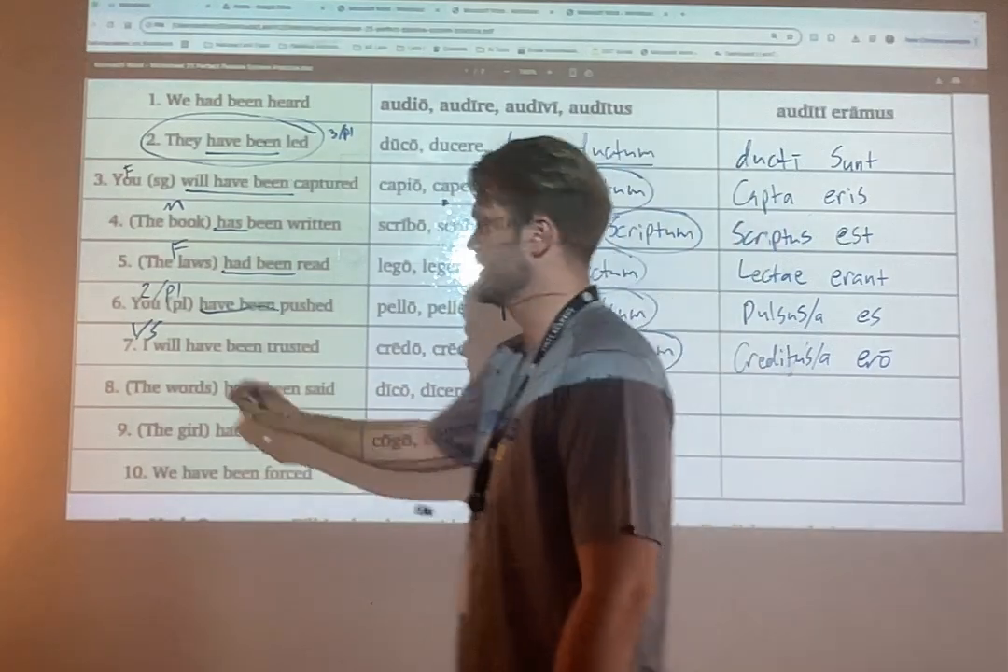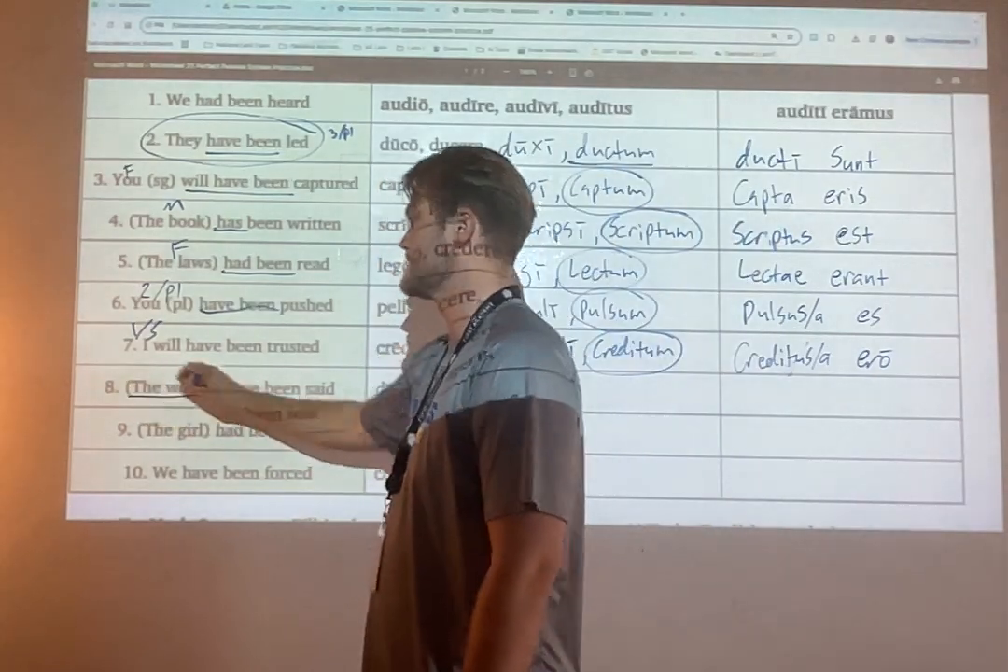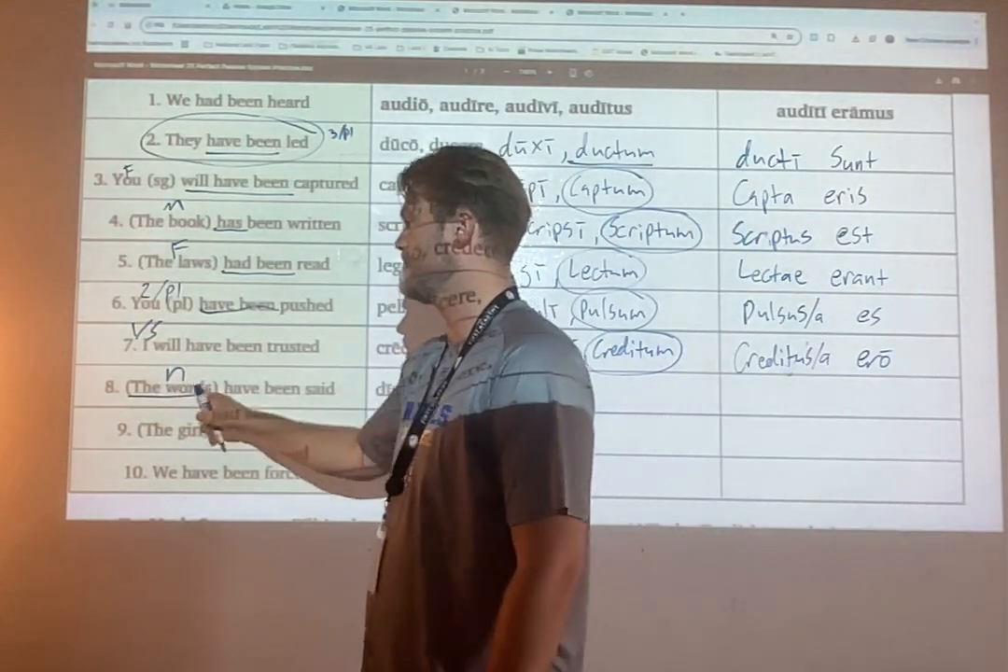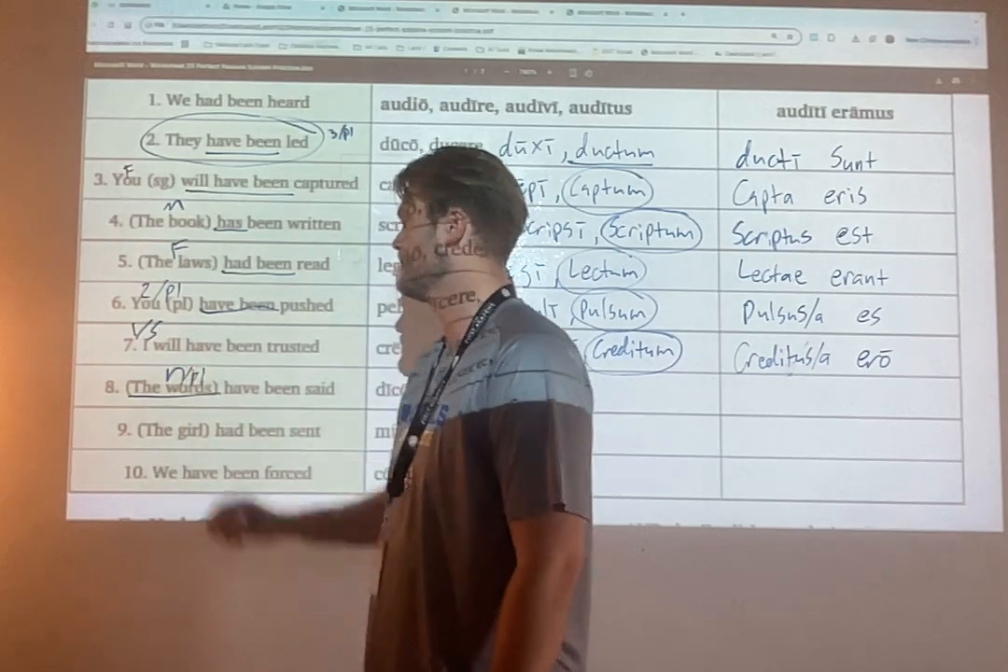The words. Now this word, the word for words is neuter. So this is going to be neuter, and we can tell it's plural. Neuter, plural.